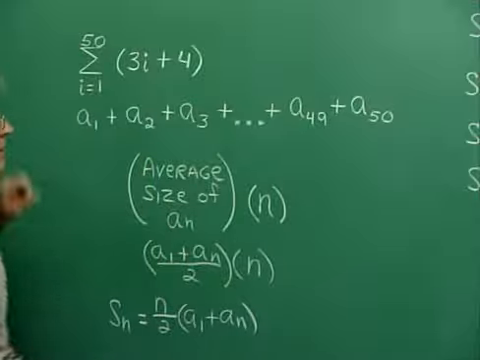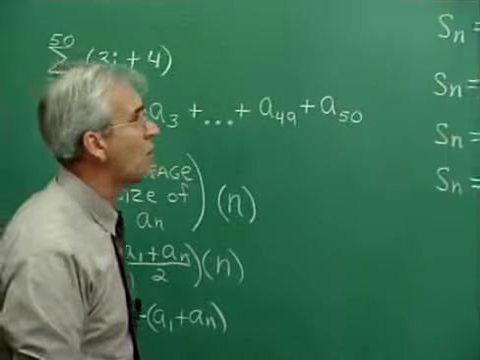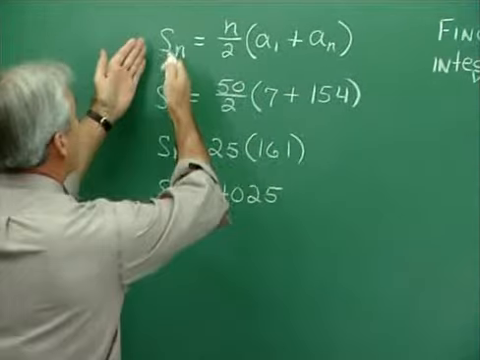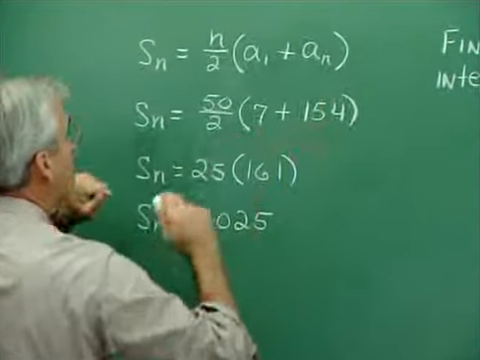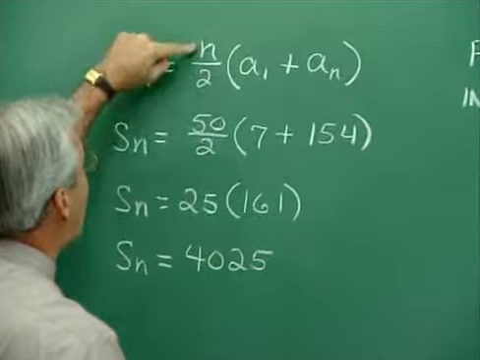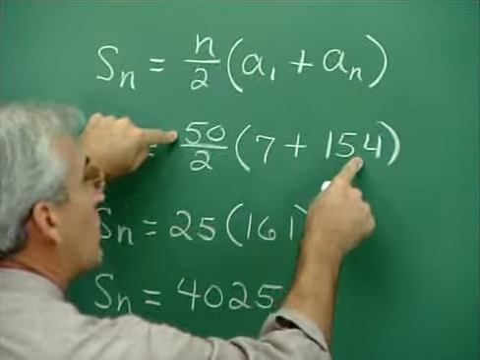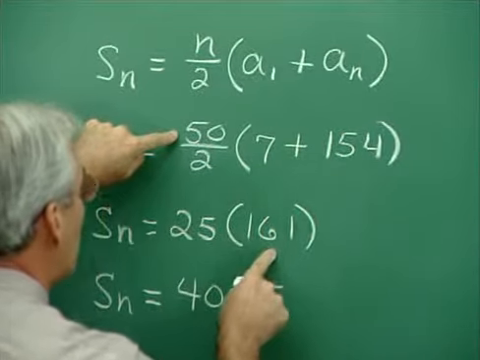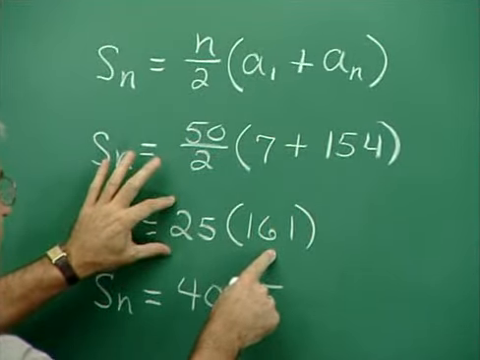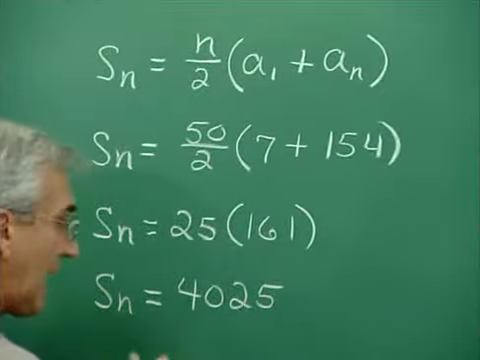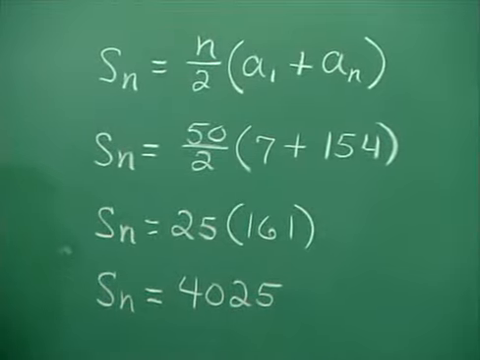So 7 and 154. Let's come over here and use the formula. When we're asked to calculate the sum of n items, you see we write the formula and then fill into the formula. We're adding 50 items here, so n is 50. A sub 1 we said was 7, A sub n 154. Adding here we get 161, 50 over 2 is 25. Multiplying we find the sum of those 50 items to be 4,025.